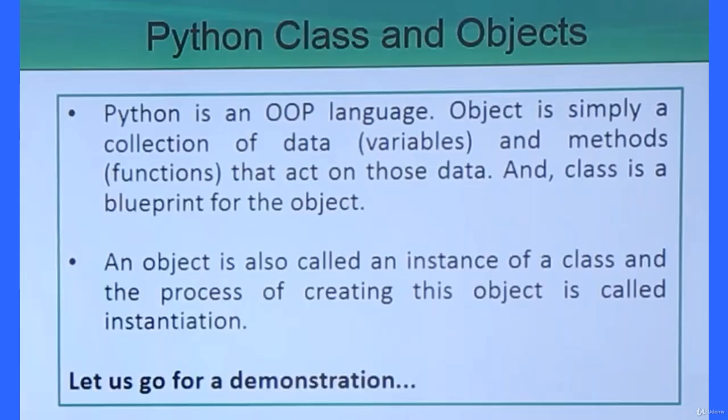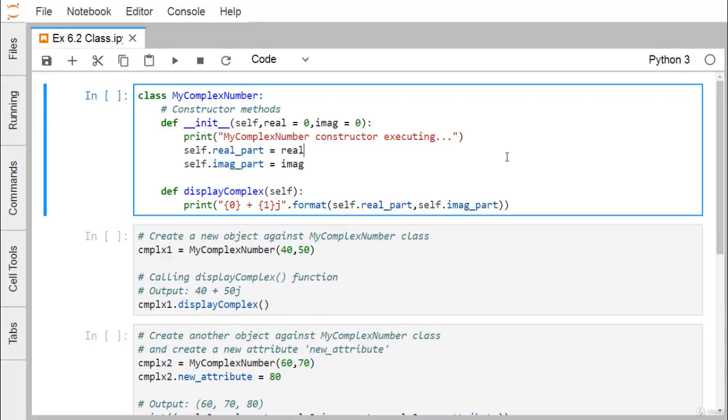So let us go for one practical demonstration to show you how these class and object concepts can be used in our Python coding. In this example of class and objects, we are defining one class. The name of the class is myComplexNumber. And here we are defining one constructor. We know that the constructor method will have the name __init__ in case of Python, irrespective of the name of the class.